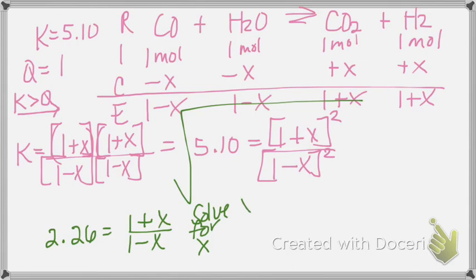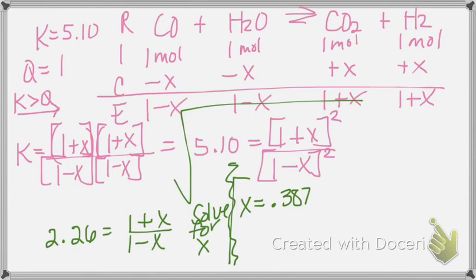So X ends up being 0.387. So here's how we finish out this problem. We're going to say this.